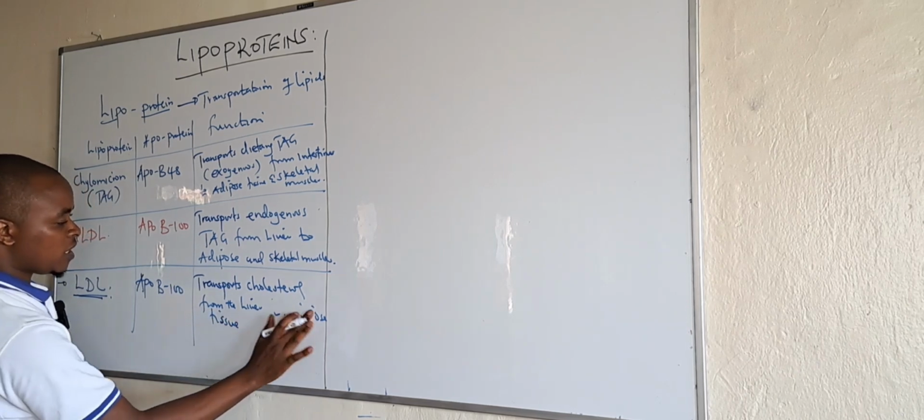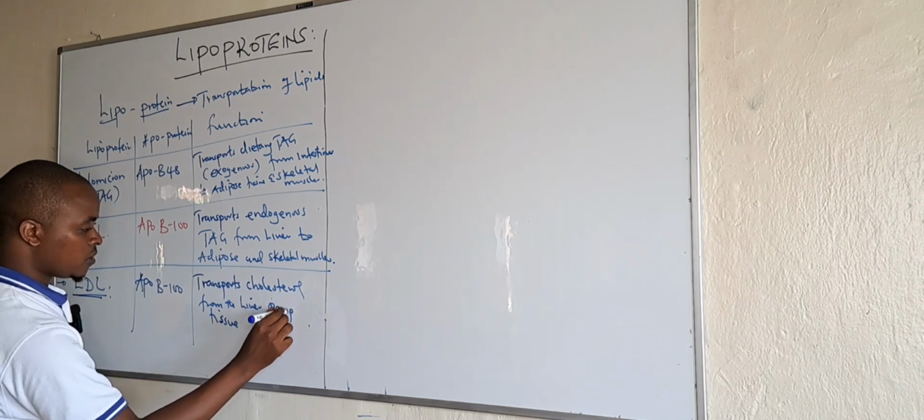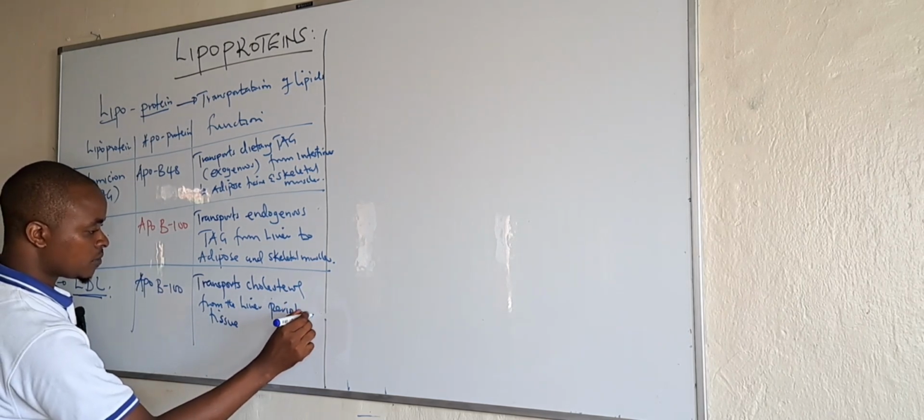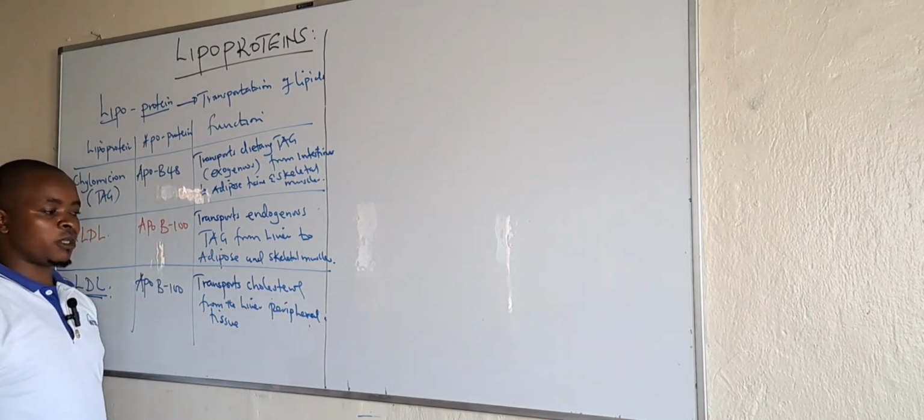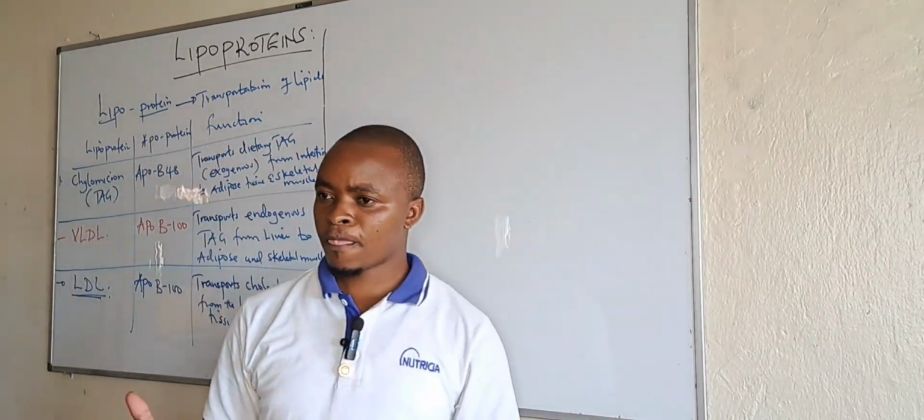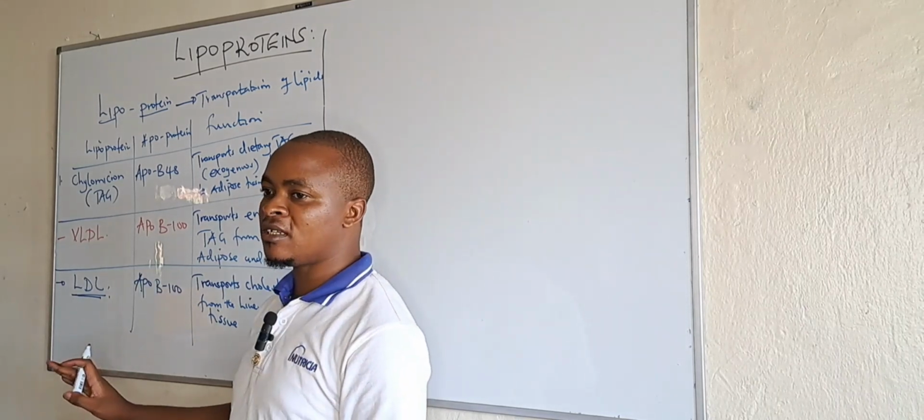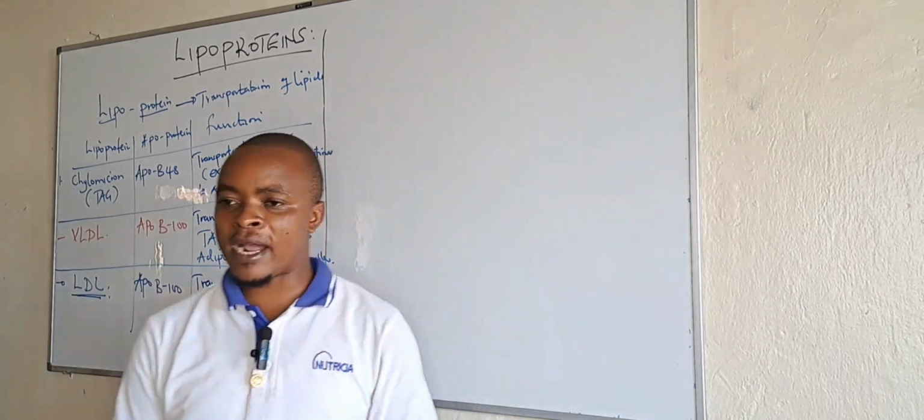Actually, we can say to the peripheral tissues, because it is not only adipose, to peripheral tissues. Peripheral tissues include blood vessels, include all peripheral tissues, is where we see the low density lipoprotein transporting. Here the keyword is the cholesterol.